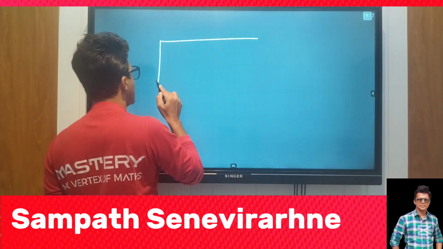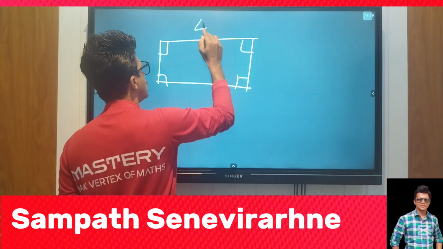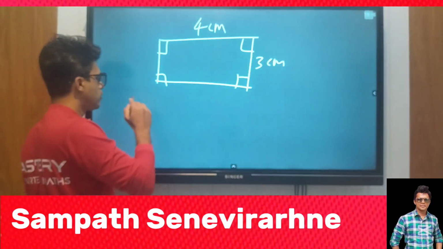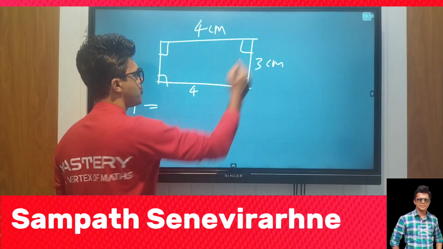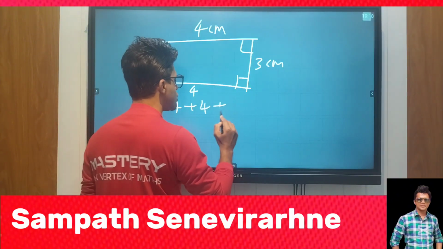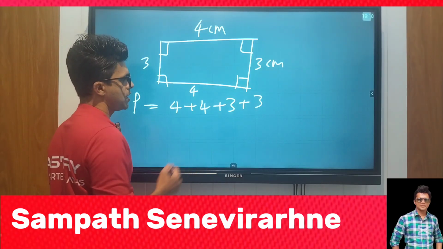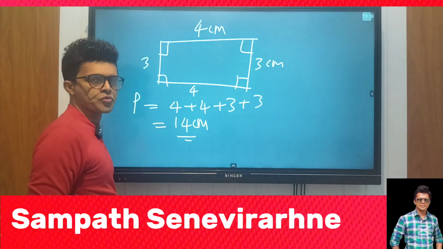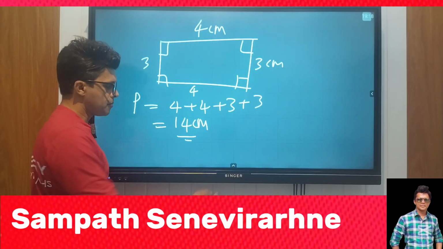Now think of how to get the perimeter of this rectangle. Here 4 cm, here 3 cm. I will name the perimeter as P. If it is 4 here, then here also 4. If this is 3 here, then here also 3. Then 4 plus 4 plus 3 plus 3. So 4 plus 4, 8, 8 plus 3, 11, 11 plus 3, 14. So the answer is 14 cm. Eventually you should write the unit, that's cm. So perimeter equals 14 cm.